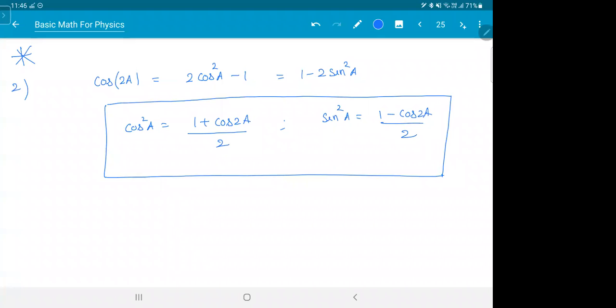Put it up. So from here you can find this. This is a very important formula. Third, the tan formula. This thing also comes once in a while. Tan A plus tan B.